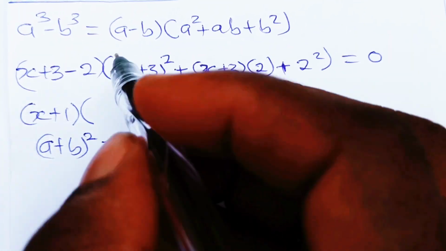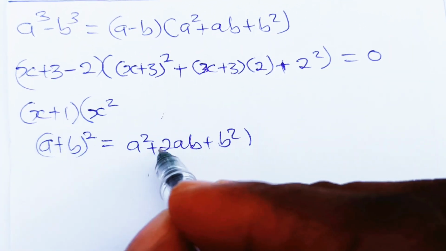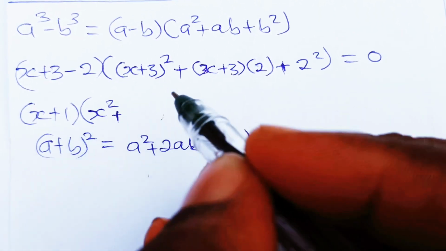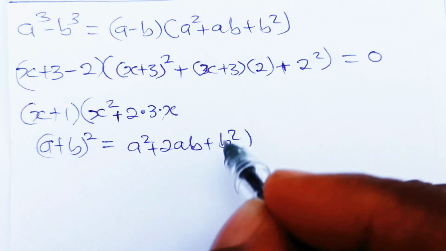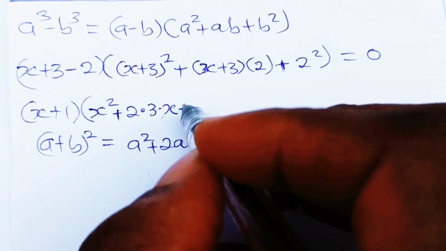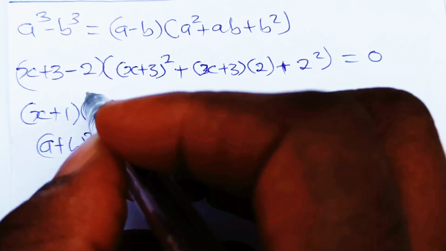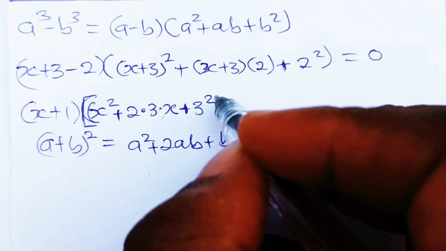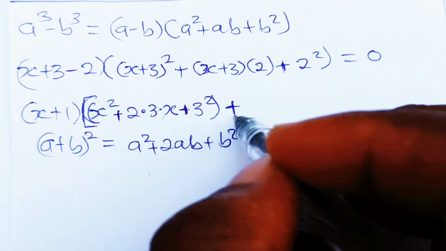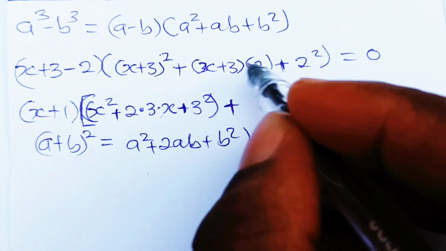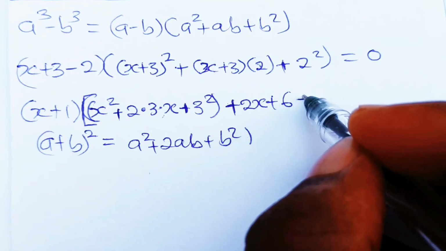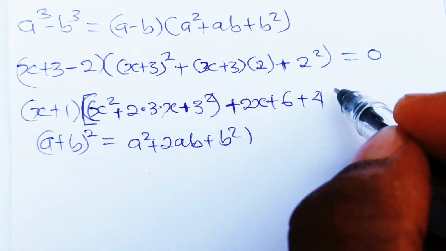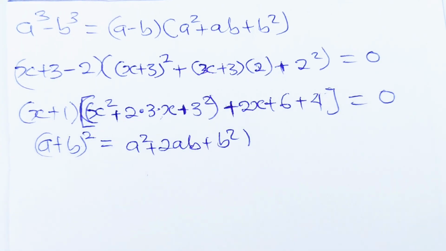X squared, right? That is a squared plus 2ab, that is plus 2 multiplied by 3 multiplied by x, then plus b squared, that is plus 3 squared. Okay, all right, now plus this multiply by this, 2 times x will give us 2x, and 2 times 3 will give us plus 6, then plus 2 squared is what? 4, and this is equal to 0.